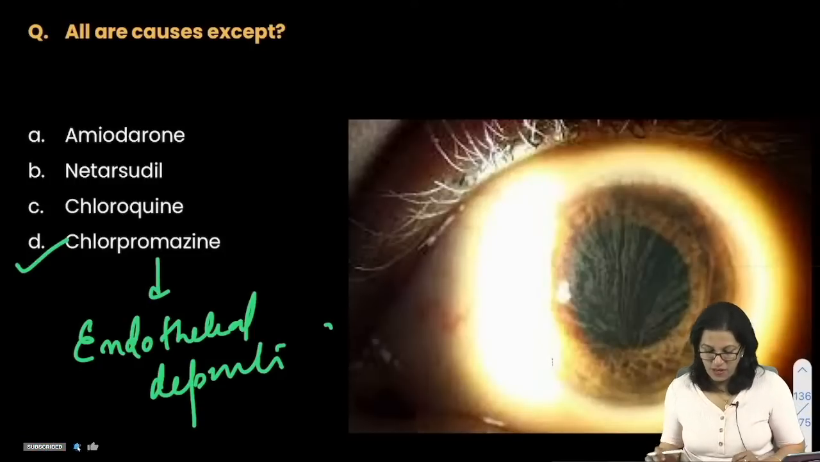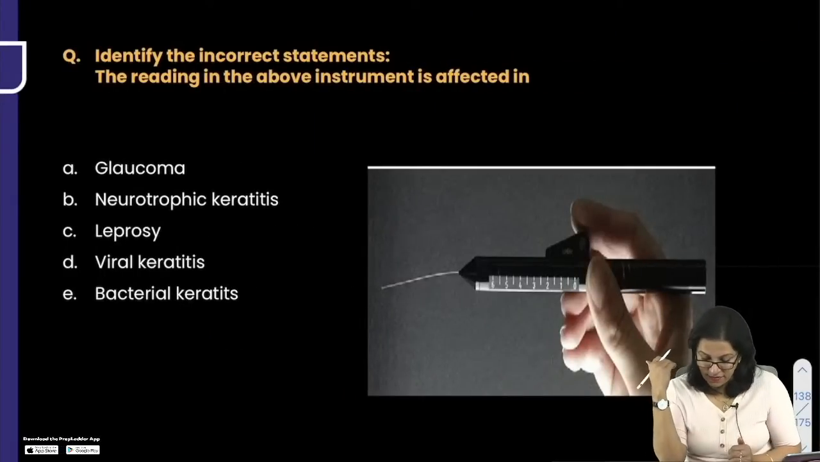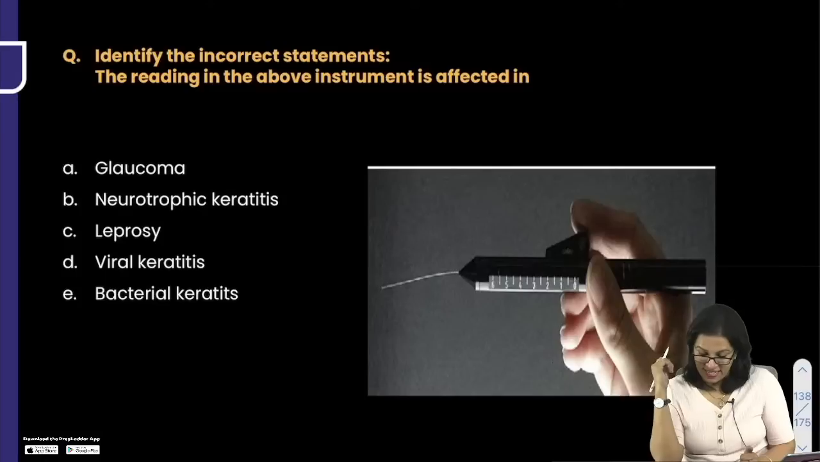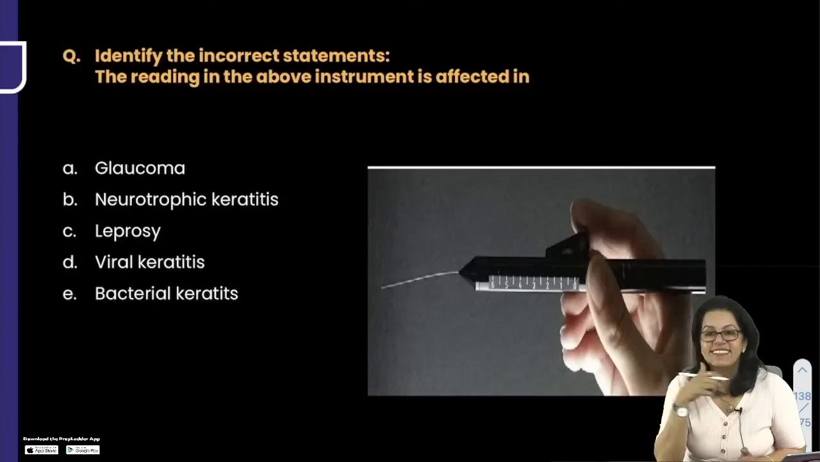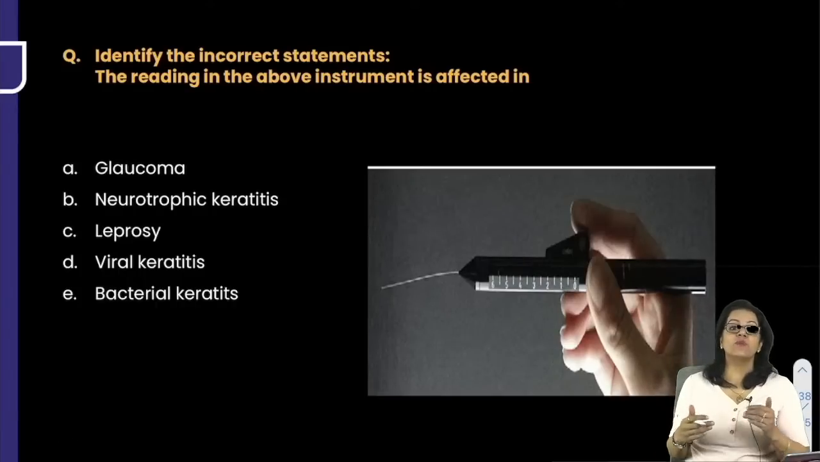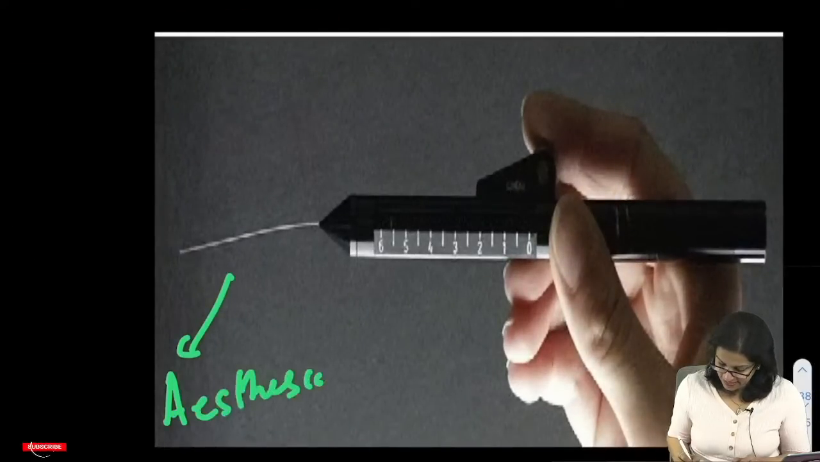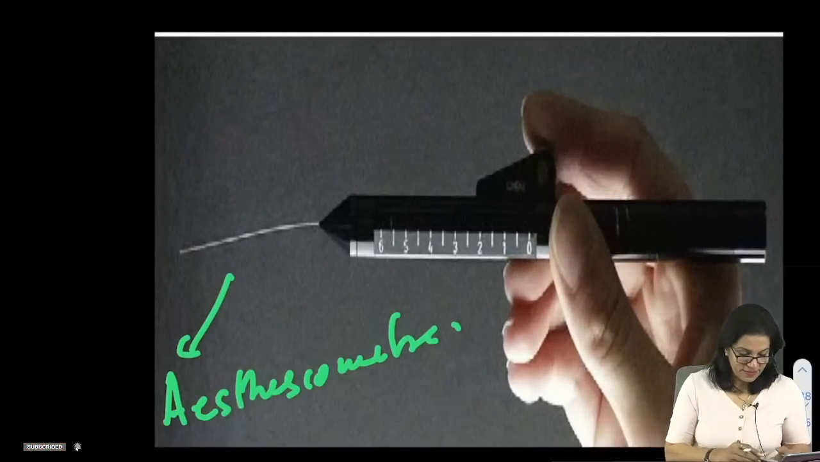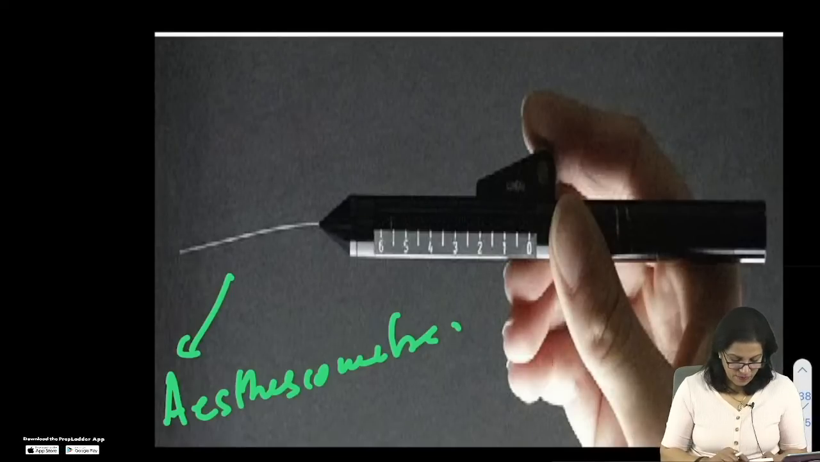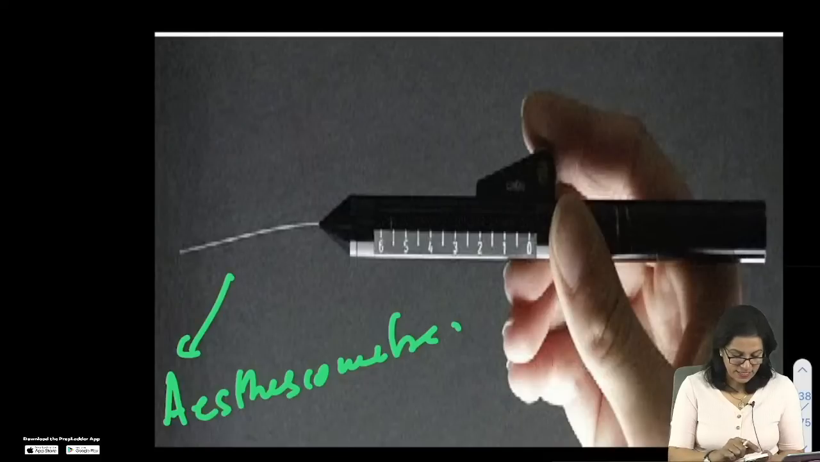Okay? Then the next question is, identify the incorrect statement. The reading in the above instrument is affected in. What is this instrument all about? This is an aesthesiometer. Okay. In detail it will not be possible in this lecture, but yes, some part I am going to take tomorrow. We have one more session tomorrow, we will take that part.